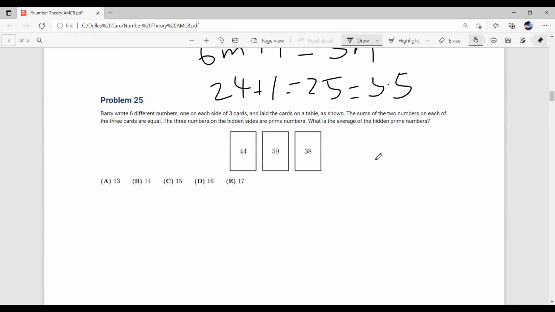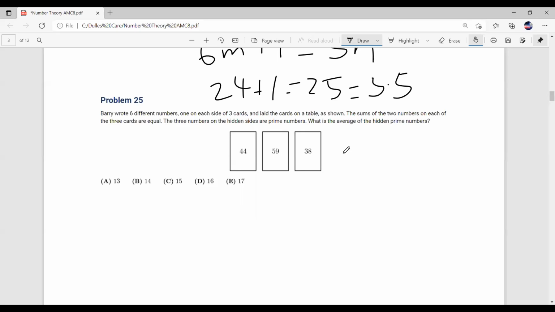All right, so let's look at problem 25. Barry wrote 6 numbers, one on each side of 3 cards, and laid the cards on the table as shown. The sum of the 2 numbers on each of the 3 cards are equal. The 3 numbers on the hidden sides are prime numbers. What is the average of the hidden prime numbers?